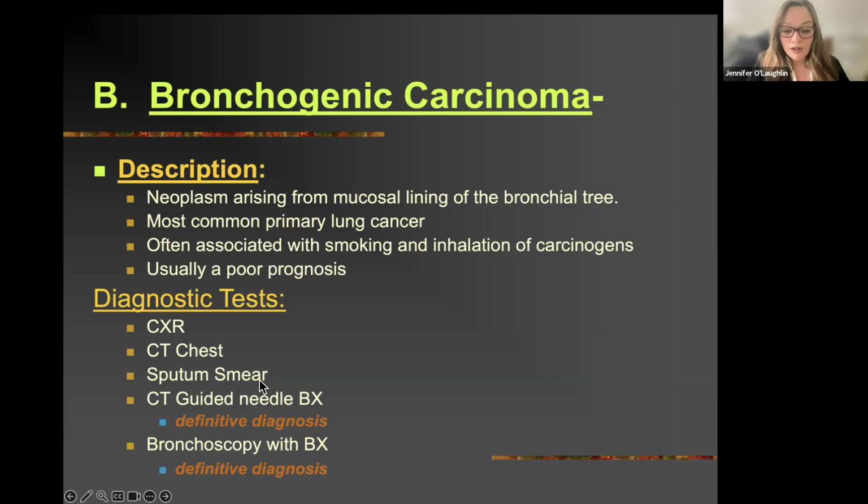A sputum smear can also look at cells. If a patient coughs up mucus that has these cells in it, that could be a definitive diagnosis. But if they cough up cells and they don't see any of the cancer cells, it's not really definitive for not having cancer. You could still have it and maybe have just not gotten the cells in the sputum. So for definitive diagnosis, you need either the CT or the bronchoscopy guided biopsy.